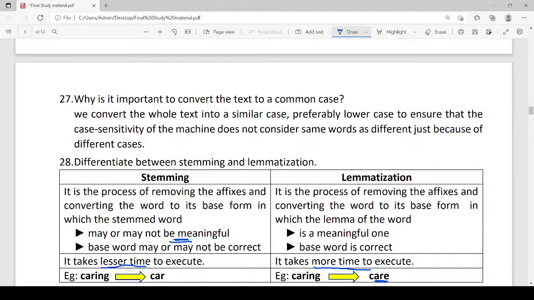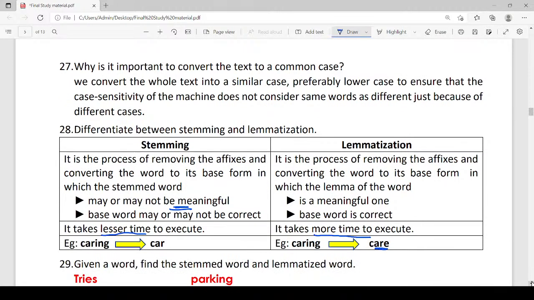Now you're going to tell me the stemmed and lemmatized word of two words. The first one is tries, T-R-I-E-S, tries. What is the stemmed word of tries? What is the lemmatized word of tries? So this is the next question to you. What is the stemmed and lemmatized word of the given word tries?